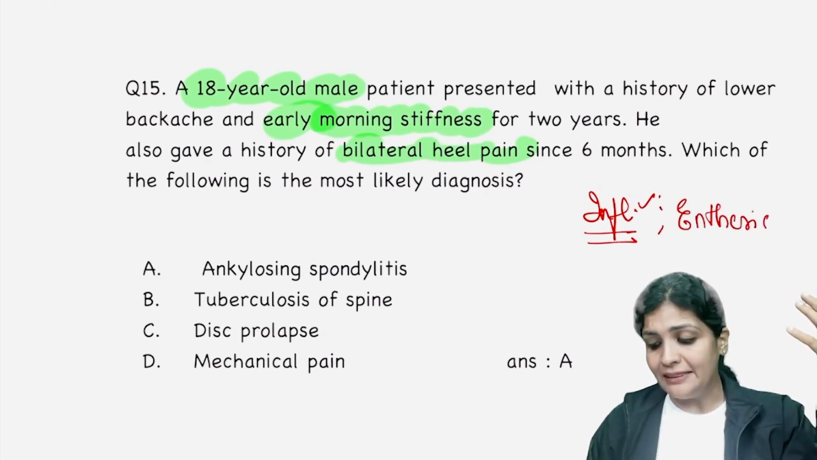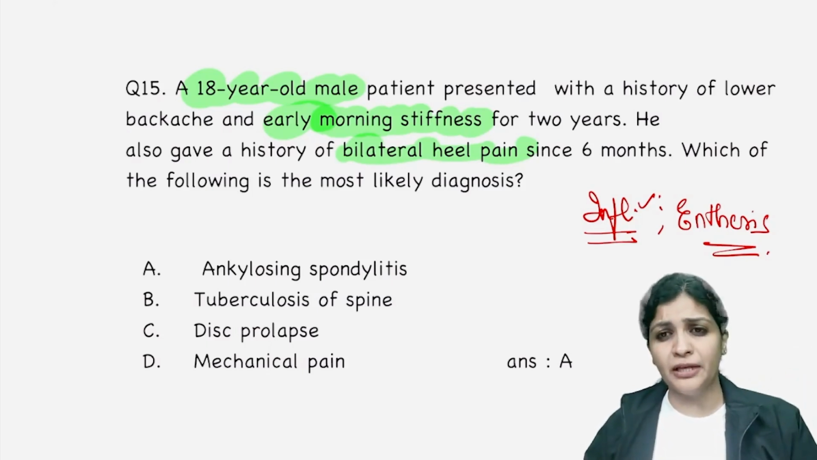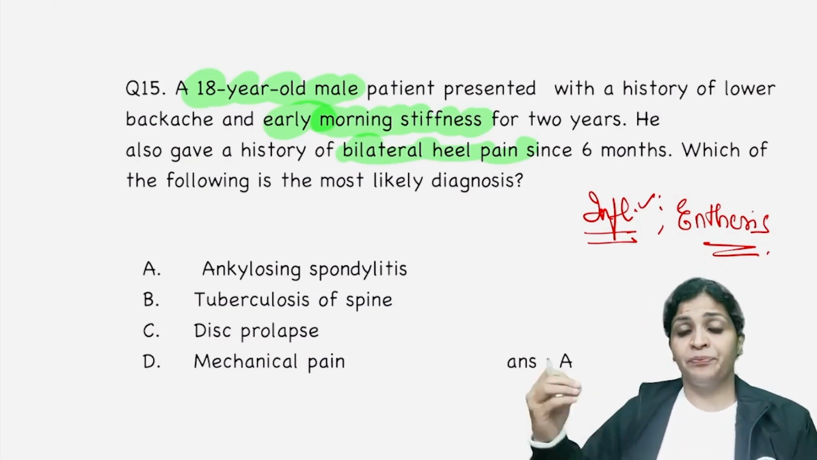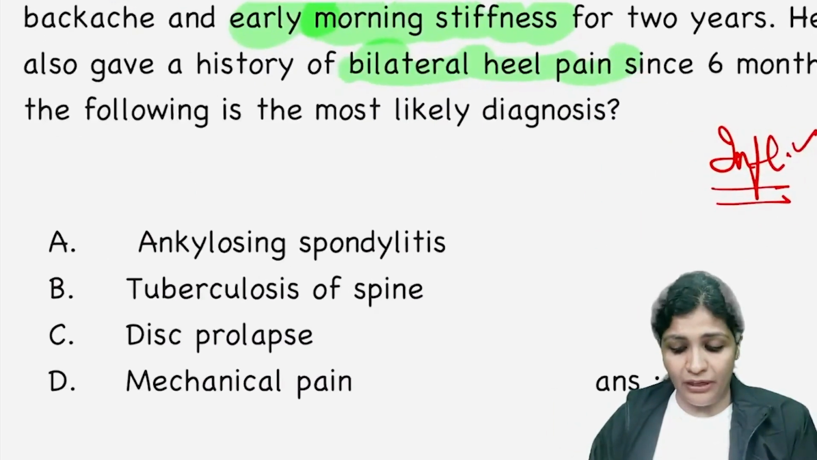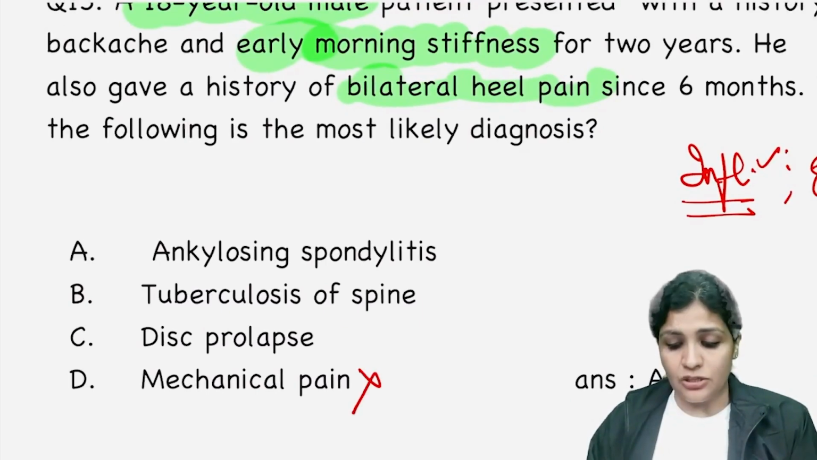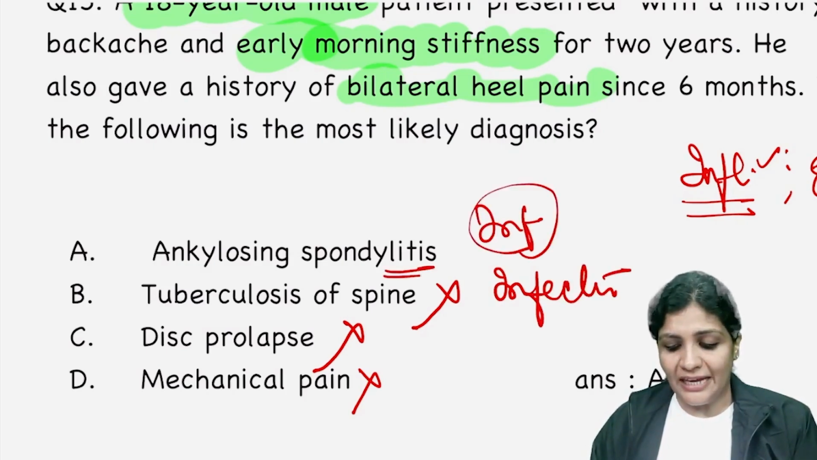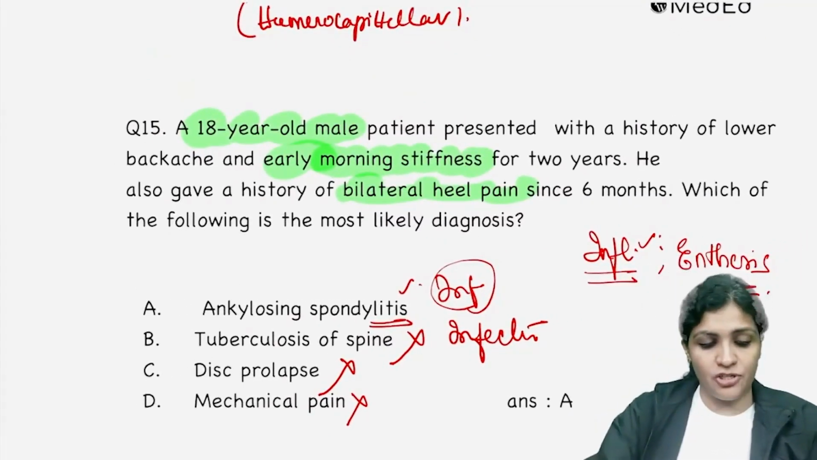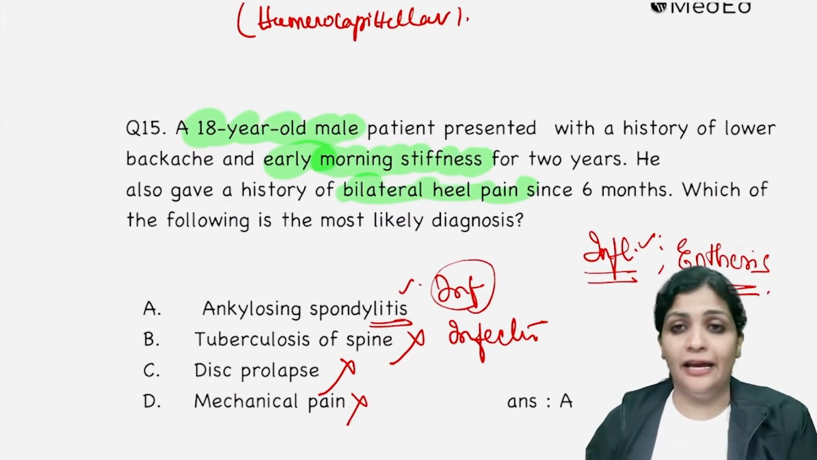What is the enthesis? Enthesis is an area where the ligament or tendon is attached to the bone. So at these areas where the ligaments and tendons are attached, there is calcification or some inflammation occurring at that particular area. So this is all related to inflammation. This is not a mechanical pain. This is not a disc prolapse. This is not tuberculosis of the spine, because that is infection. We are dealing with inflammation here. So this is an itis, that is ankylosing spondylitis. Itis is inflammation of the spine, and this inflammation results in fusion, which is called ankylosis, right?